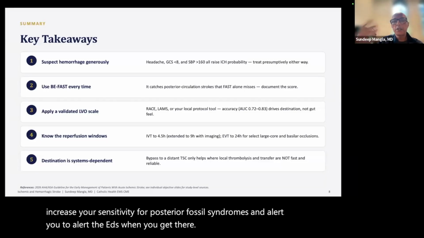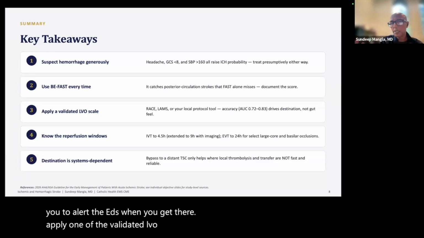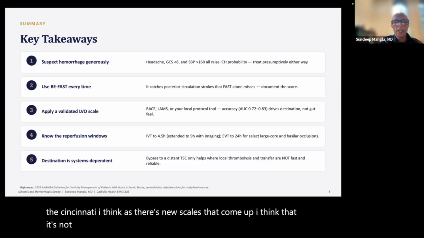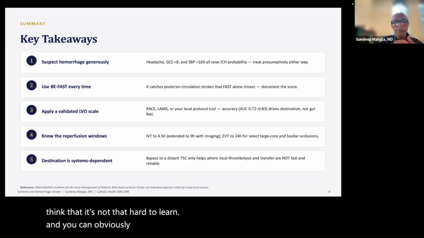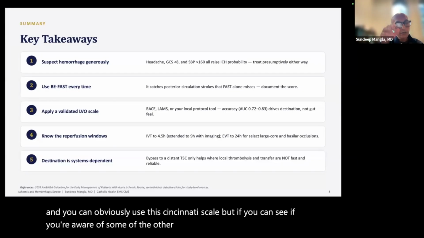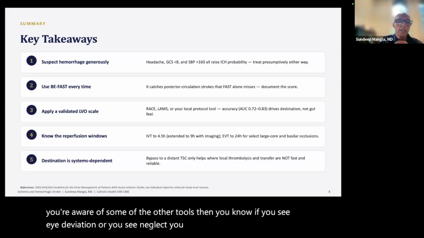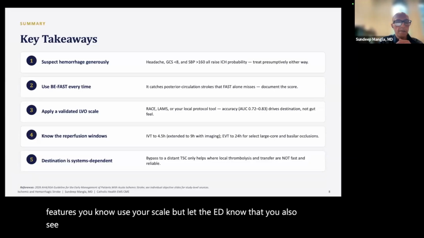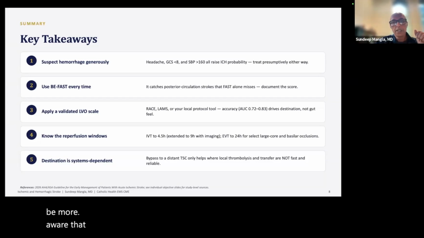Apply one of the validated LVO scales. I think we're using the Cincinnati. I think as new scales come up, it's not that hard to learn. And you can obviously use the Cincinnati scale, but if you're aware of some of the other tools, then if you see eye deviation or neglect, or some of these other features, use your scale, but let the ED know that you also see the other stuff, right? That'll give them a heads up and make them more aware that this could be an LVO.